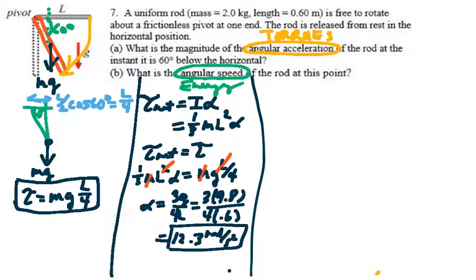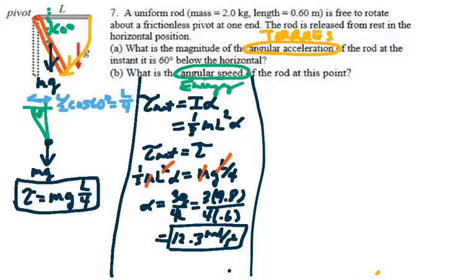Now, to find the angular speed, we have to use energy, because we can't use rotational kinematics because the angular acceleration is not constant on its way down. The only reason we can use kinematics is if we have a constant acceleration, or a constant angular acceleration in this case, and we don't. So we have to use energy.